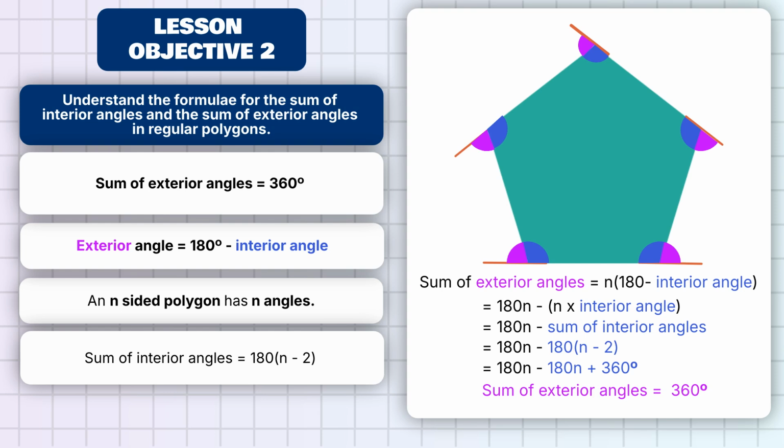Let's go back to the pentagon. We have already worked out the interior angles. Each exterior angle is 180 minus the interior angle. Therefore, when you add all the exterior angles, you'll find that they sum up to 360 degrees.